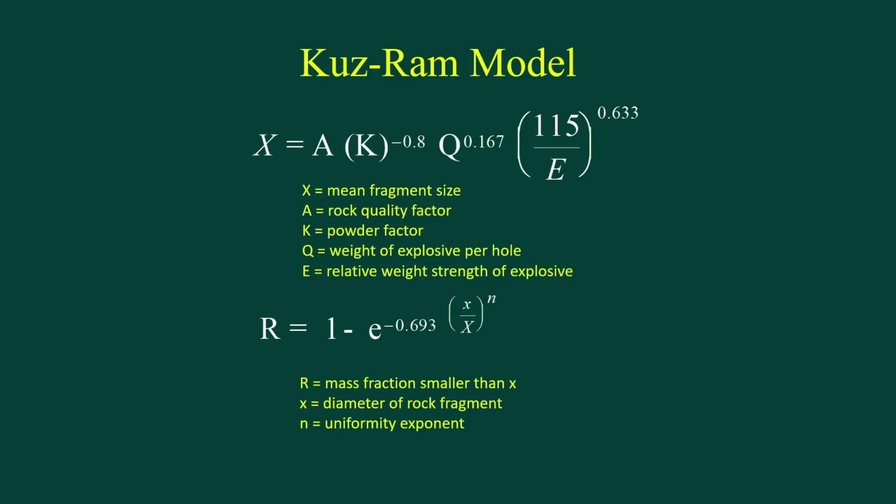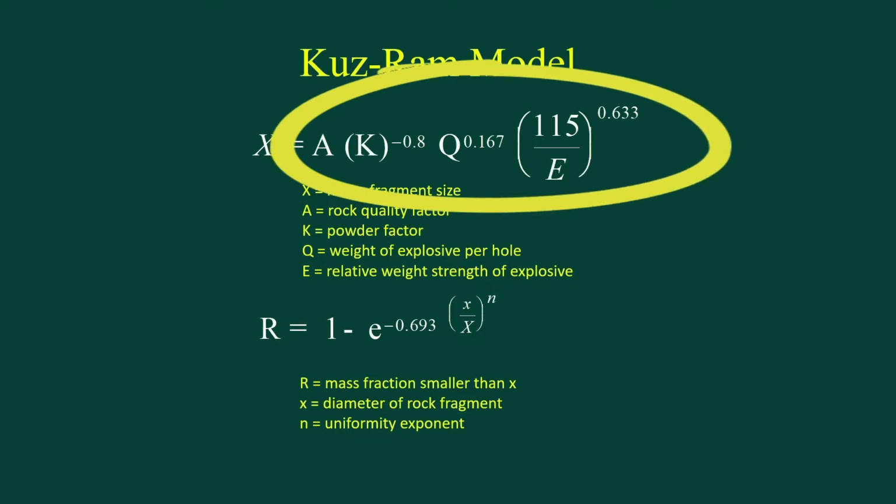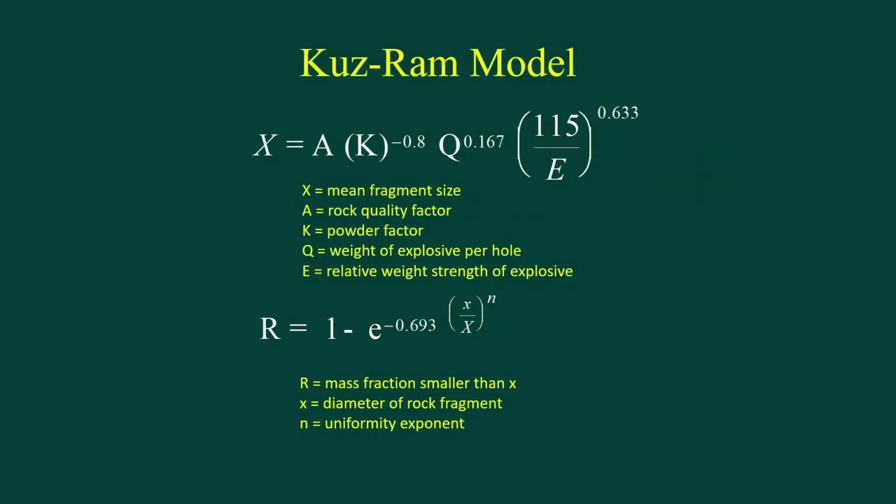Let's have a quick look at the Kuz-Ram model. This first equation is Kuznetsov's equation. X is the mean fragment size, and that is predicted from this information here, which comes from the blast design plus some information about the rock. That's where this rock quality factor comes in. So K here is the powder factor, Q is the weight of explosive per hole, and E is the relative weight strength of the explosive.